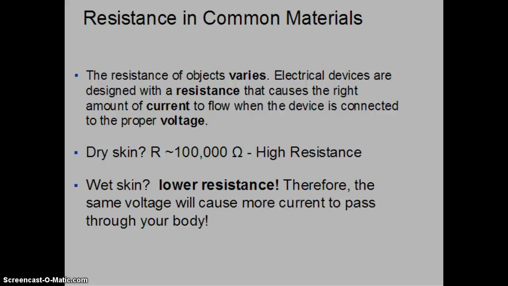And then here, last but never least, wet skin versus dry skin. Dry skin is a very high resistance, so we actually don't necessarily get damaged or injured when we get zapped by something. But if we had wet skin, it lowers our resistance. Therefore, we would have a much greater current passing through our body. And as we all know, current kills.